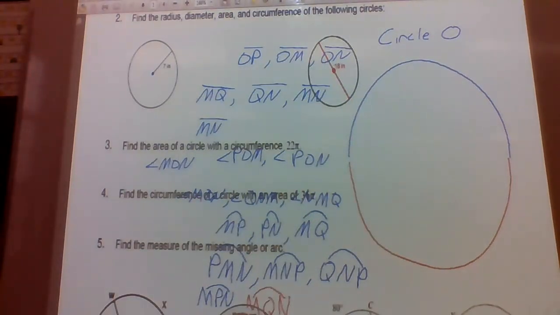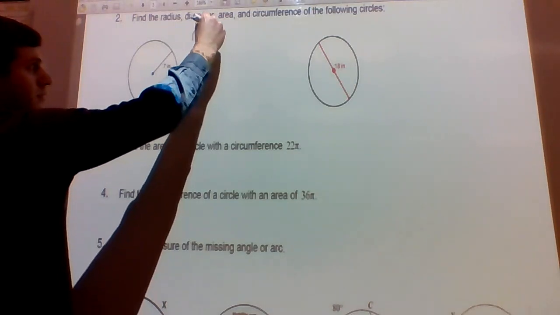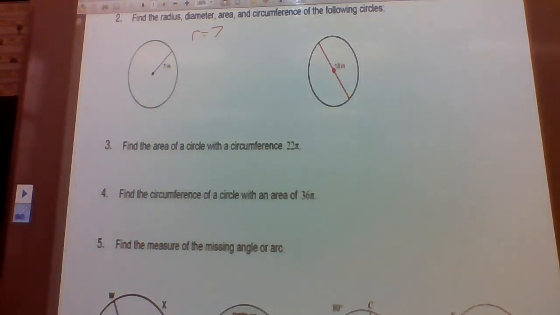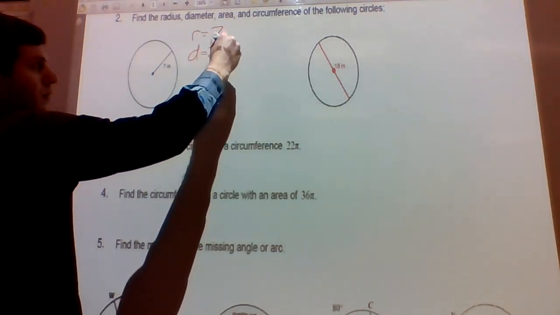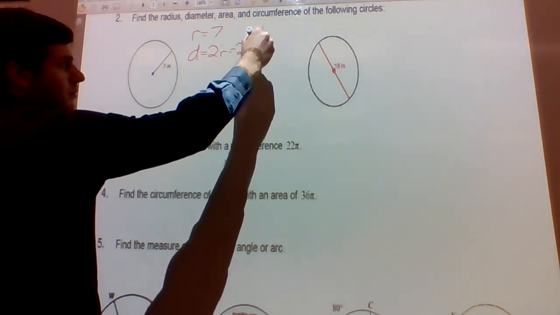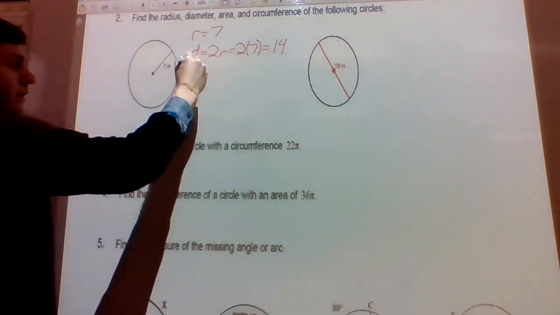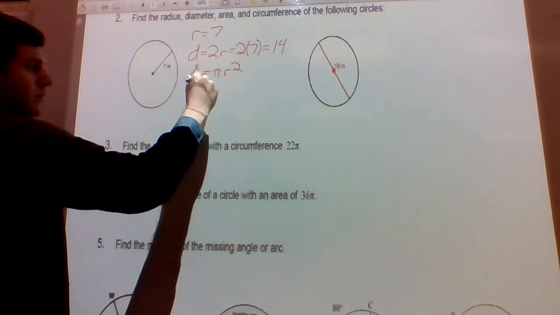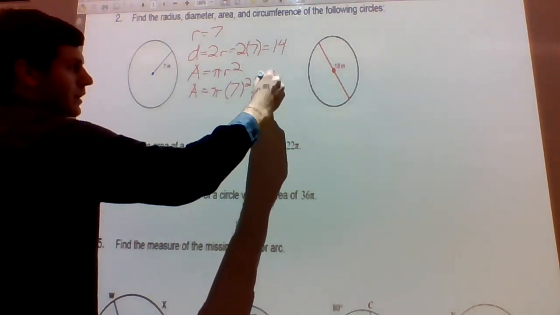Number two, find the radius, diameter, area, and circumference of the following circles. The radius is 7. Radius is the distance from the center to the circle, so that's 7. Diameter is twice the radius, so all we do is 2 times 7, and that's going to be 14. We want to find the area and circumference. Area is pi r squared. We substitute in the radius, so that's pi times 7 squared, which gives us 49 pi.